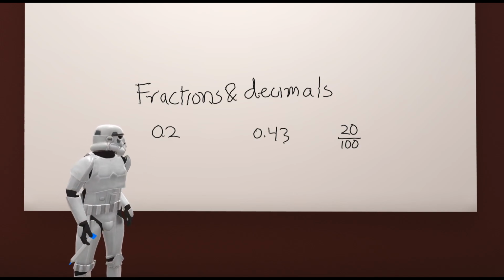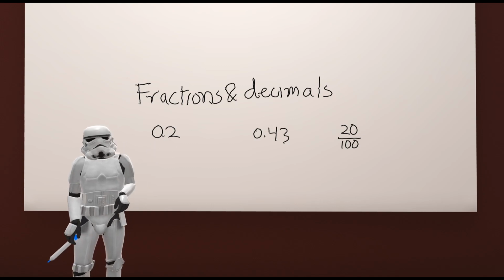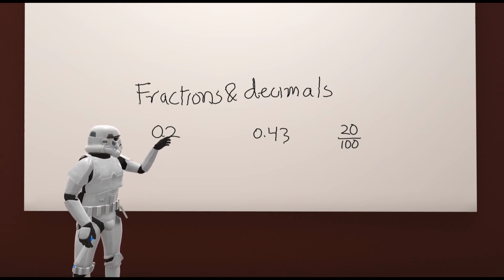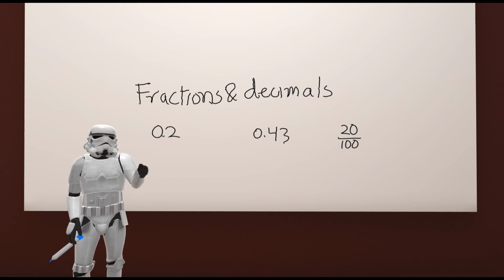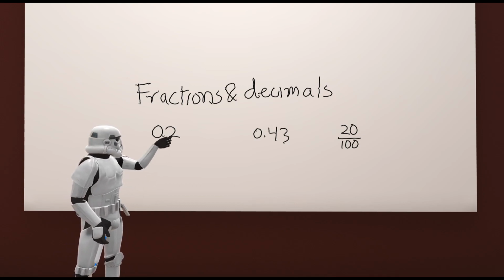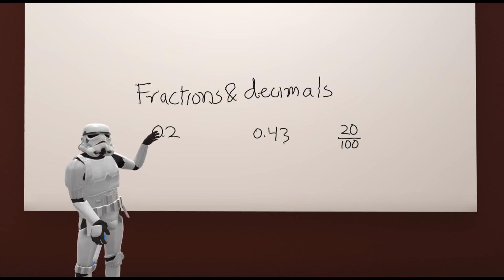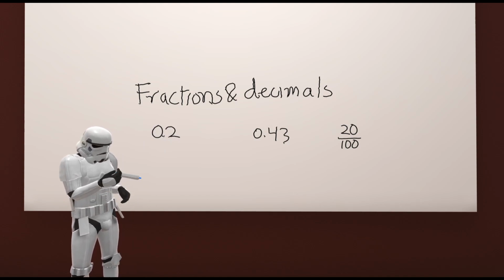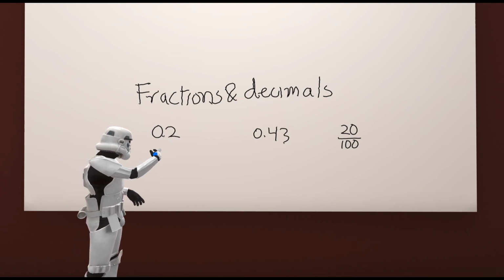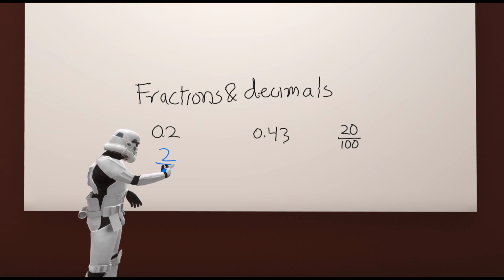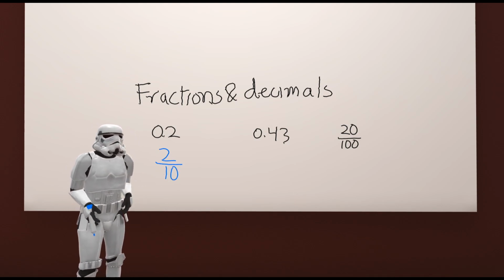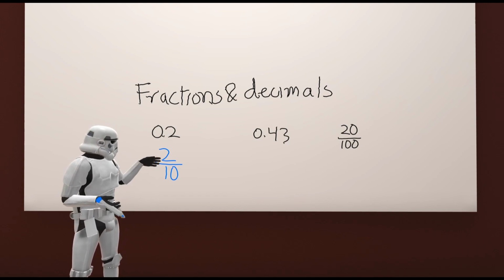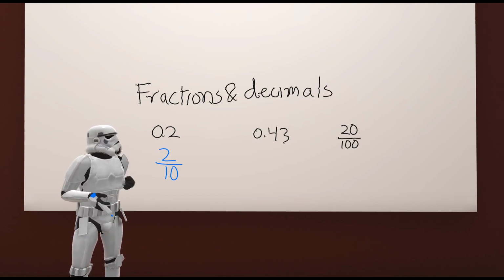We have here 0.2. This is the same as saying 2/10 because this is in the tenths column. So we have the units, the ones, and then we have the tenths. So this would just be 2/10. Nice and simple.